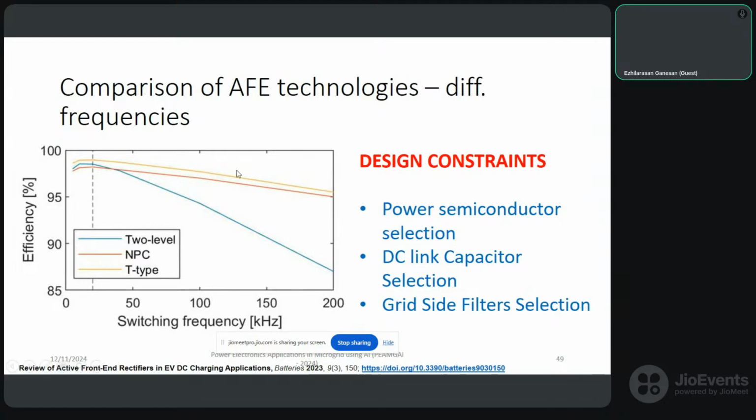Otherwise, the T-type and NPC are almost the same in input and output, except for the hidden things, that is total harmonic distortion and reduced losses. All these things contribute to improved efficiency when the switching frequency is increased. Okay.